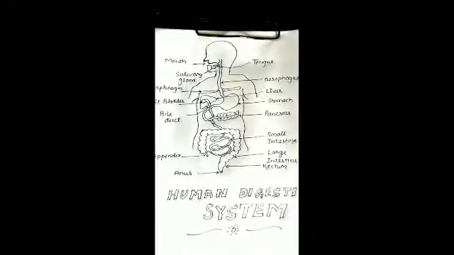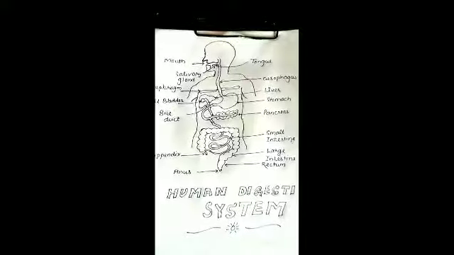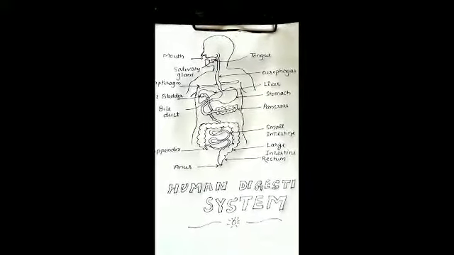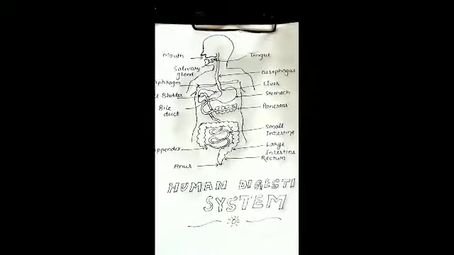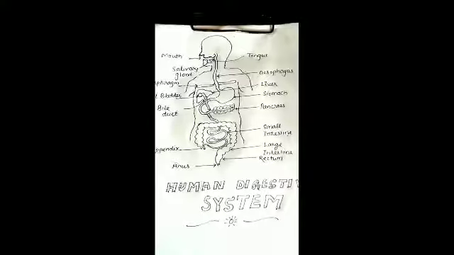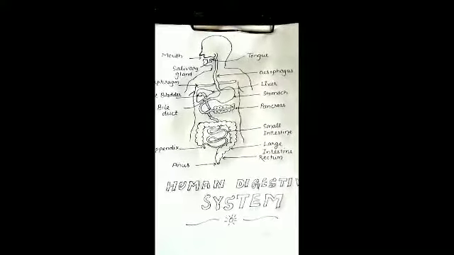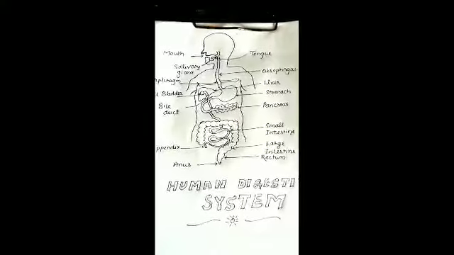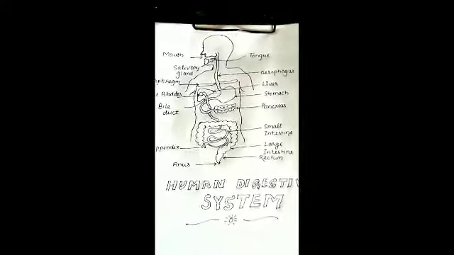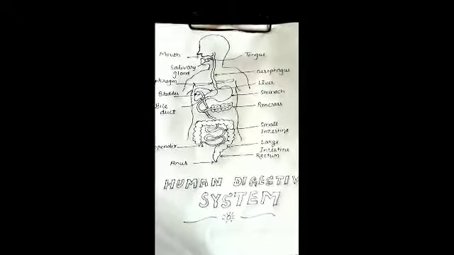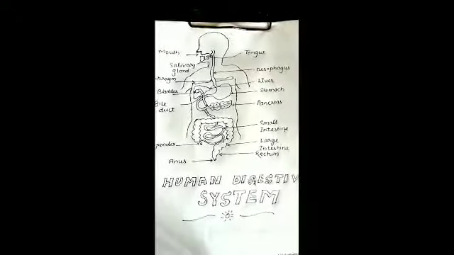Today we discuss how we draw the structure of the human digestive system. In this video, because in the previous video we discussed the human digestive system. This diagram is very useful in board class exams. So firstly we draw the mouth and buccal cavity portion of the human digestive system.